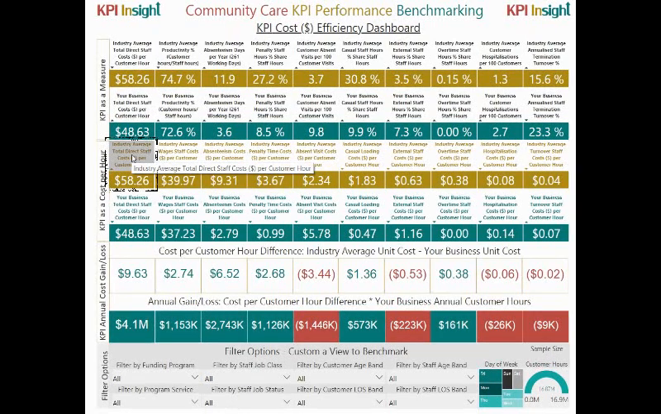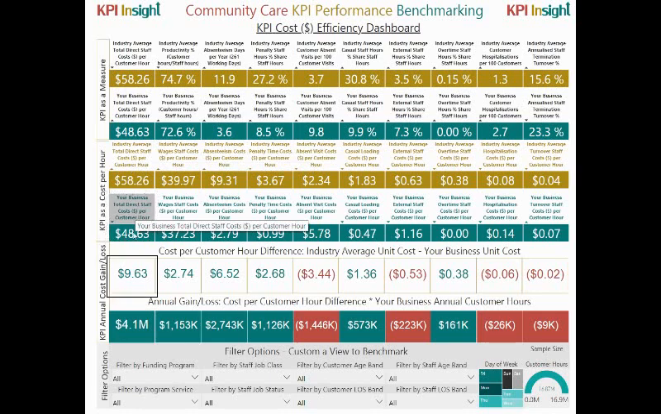The average industry total direct cost per customer hour is $58.26. Your business, just $48.63, a saving of $9.63 per hour, which when multiplied by your business's annual customer hours equals 4.1 million saved per year. Half the savings came from less absenteeism days, saving you 2.7 million per annum. The other big savers are higher productivity, 1.2 million, and less penalty time, 1.1 million per annum.